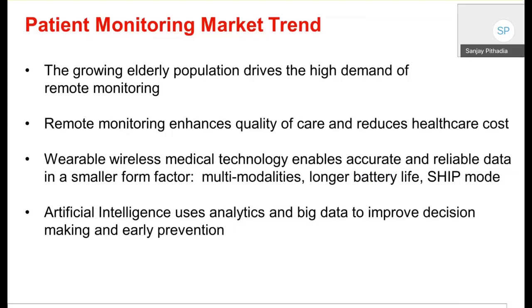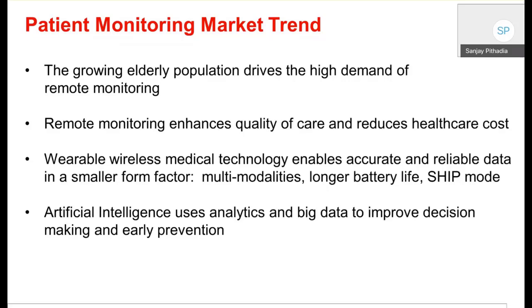And the advantage with remote monitoring is that it enhances the quality of care. It reduces overall healthcare cost while providing mobility advantage to the patient. So the patient can wear it and move around. Now, wearable wireless medical technology enables accurate and reliable data in a small form factor. But then there are some challenges which need to be addressed.